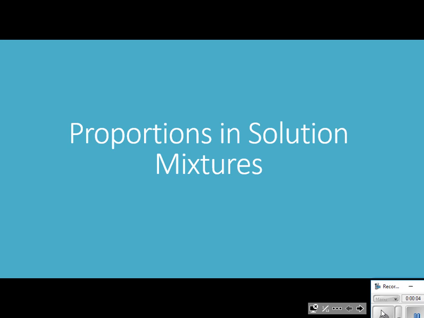All right, today we're going to start talking about proportions in solution mixtures. Now, our objective is to actually be able to calculate some of these things.